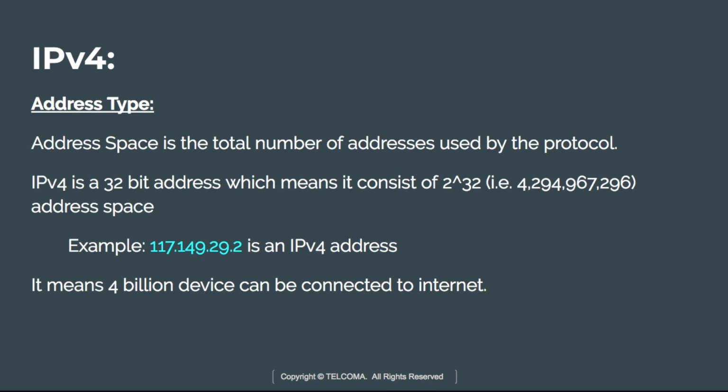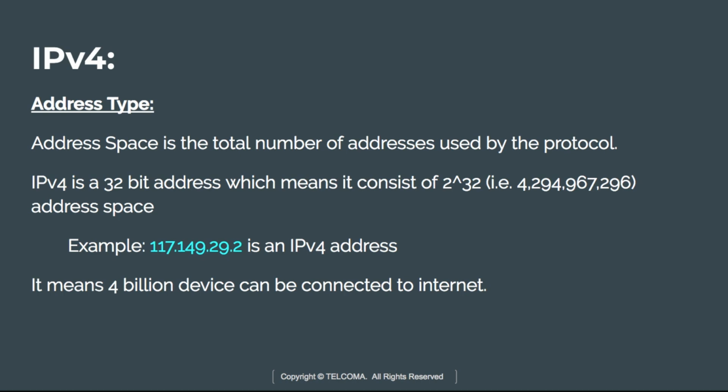Next is address type. Here the address space is the total number of addresses used by the protocol. IPv4 is a 32-bit address, which means it consists of a 2 raised to power 32 address space. The example I have given of an IPv4 address is written as 117.149.29.2. This is the decimal notation of the IPv4 address. This 2 raised to power 32 address space means a total of 4 billion devices can be connected to the internet by using the IPv4 address.